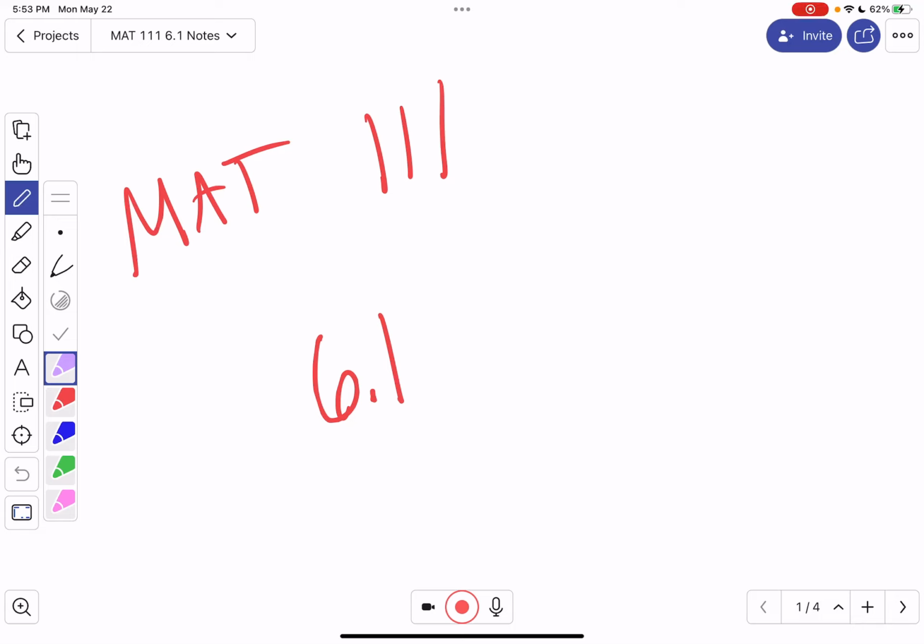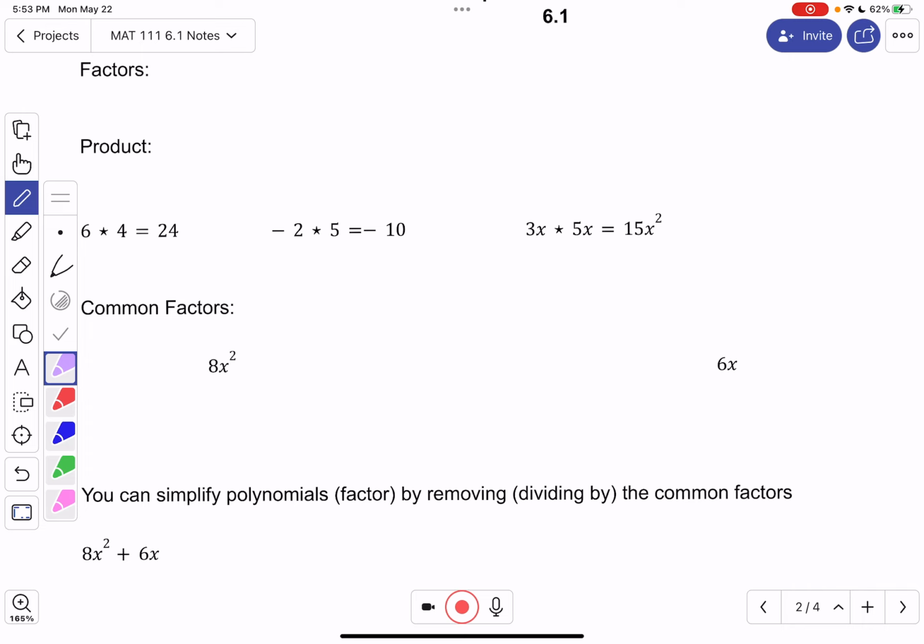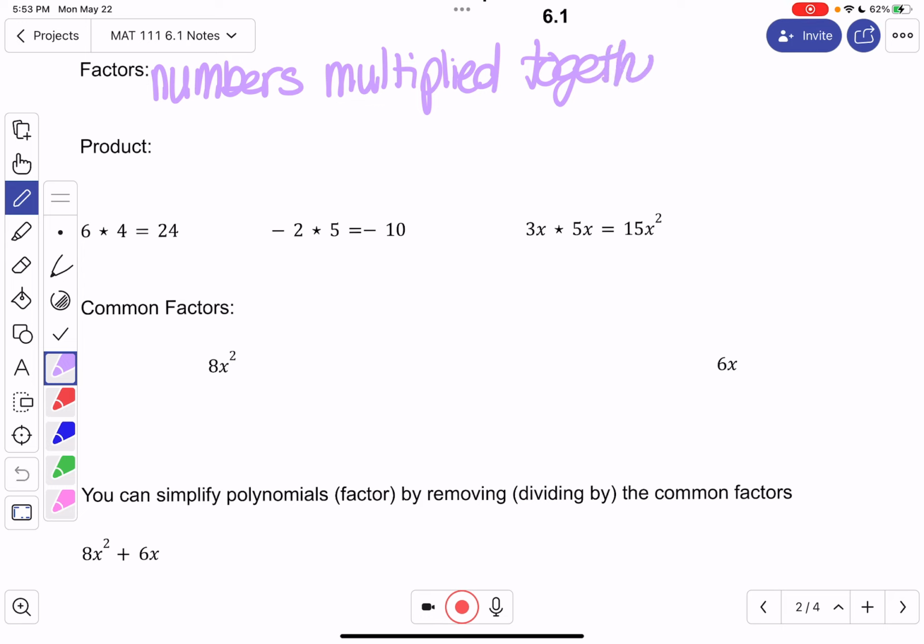Okay, this is going to cover section 6.1. It's an introduction to factoring. Factors are two or more numbers multiplied together, and they give us a product. So product is the answer to that multiplication problem.